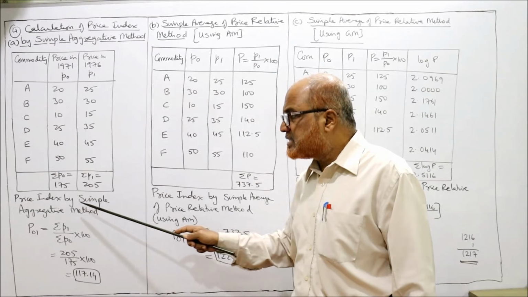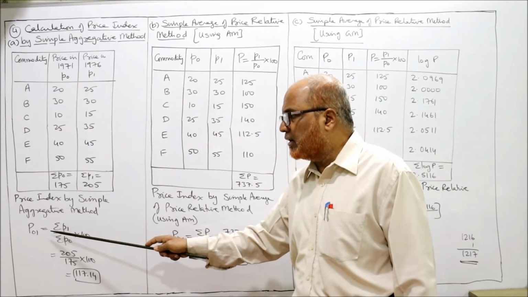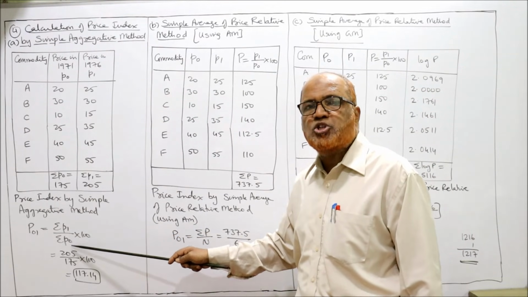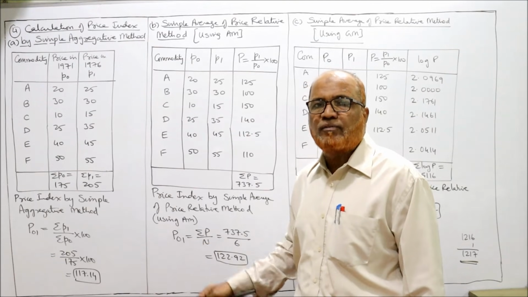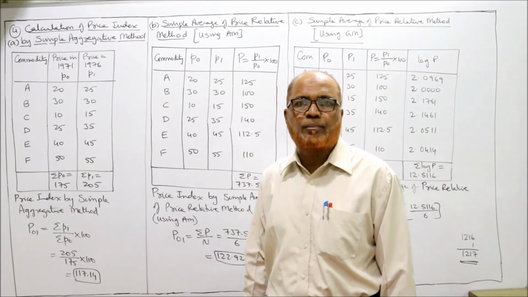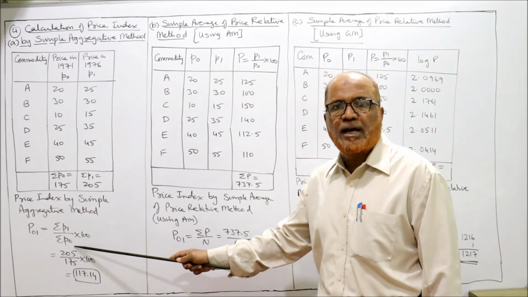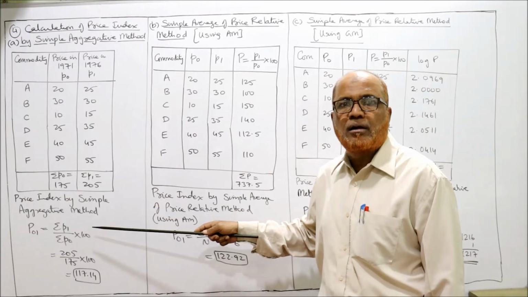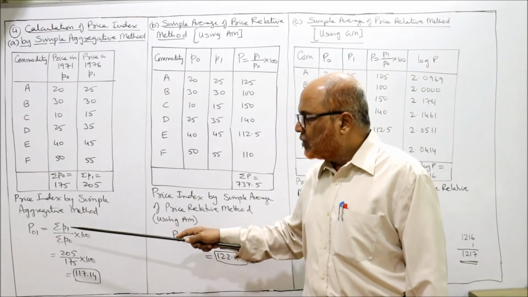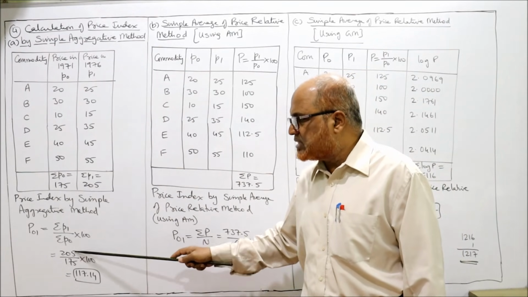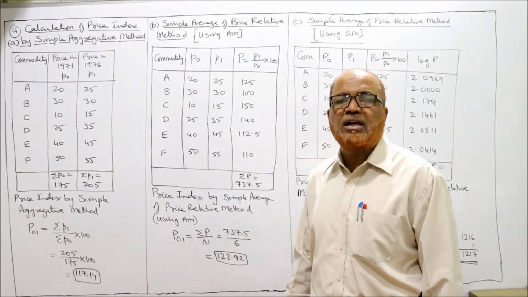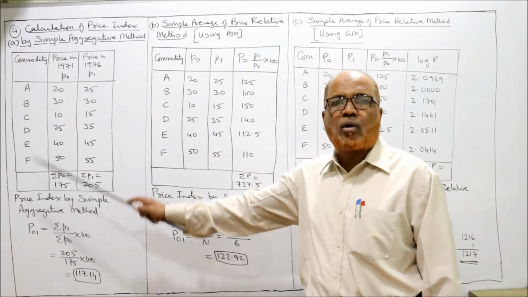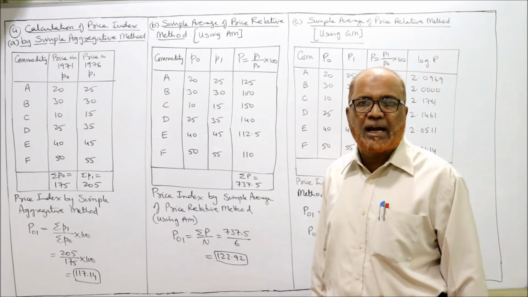So price index by simple aggregative method P01 is equal to summation P1 by summation P0 into 100. This formula we have applied in the first and second problem. The meaning of aggregative is total. Total we have taken. So 205 divided by 175 into 100. 117.14 is the price index according to simple aggregative method.